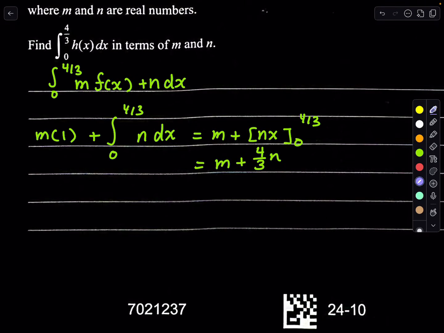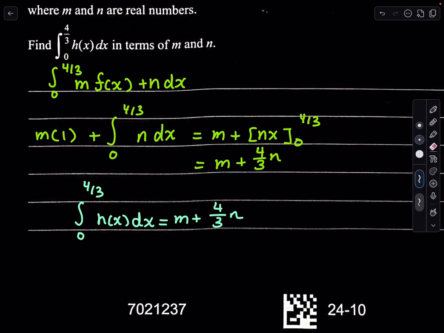It doesn't matter, basically. So for the integral from 0 to 4 over 3 of h of x dx, it's actually just equal to m plus 4 over 3. And very nice, that's a very nice question. Very nice.